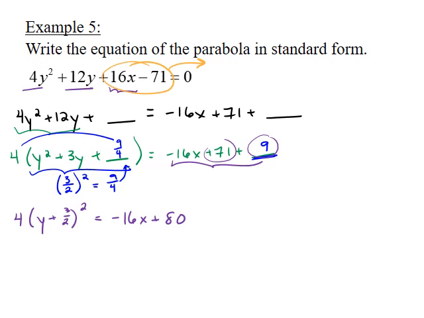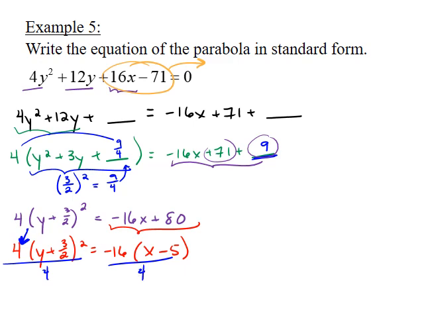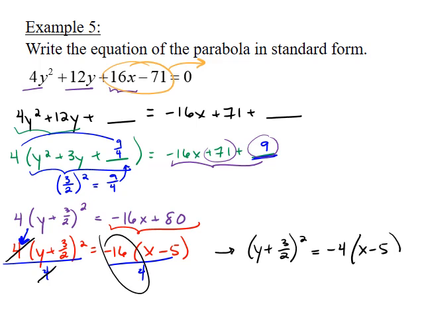All right, now over here, this is a little messy. And so what I'm going to do is factor out a GCF over here. So I'm going to leave this as is and factor out a GCF, which I'll take out a -16. So I'm left with x minus 5. Now the right-hand side is looking good, but I don't want this 4 here, so I'm going to divide both sides by 4. So these will cancel out, and I'm left with the quantity y plus 3/2 squared is equal to, this simplifies to -4 times the quantity x minus 5. And this is the equation of our parabola in standard form.